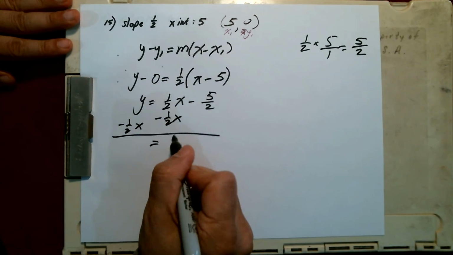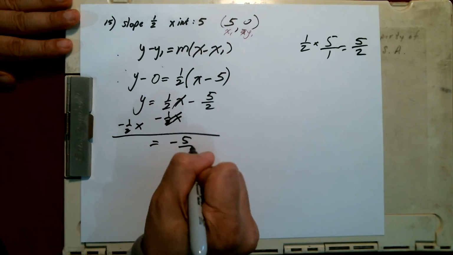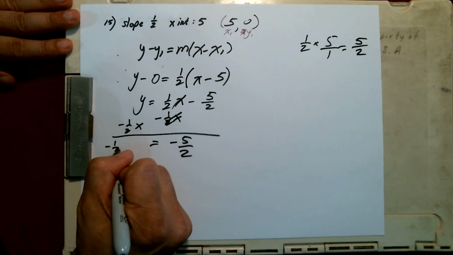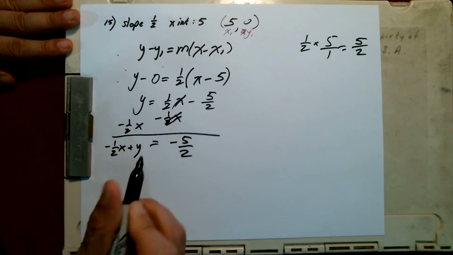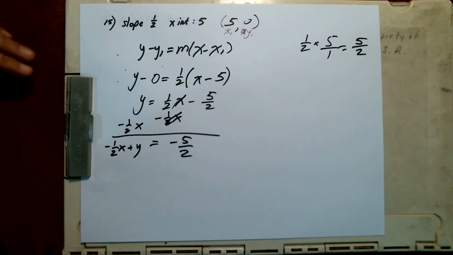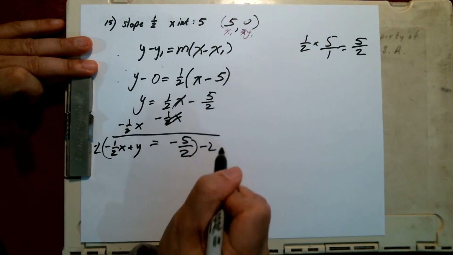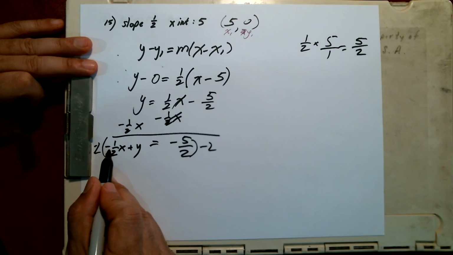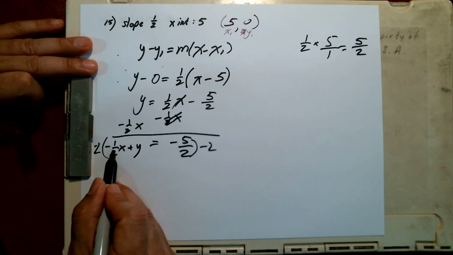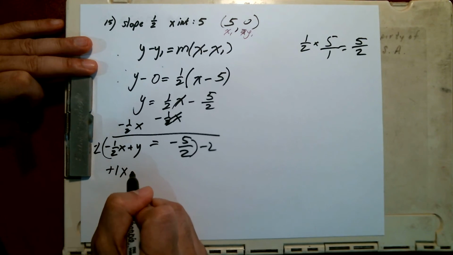Put the equal sign down first. Cancel those out. On the right side, you have negative 5 halves. On the left side, you have negative 1/2 x plus y. I cannot have a negative on my a term. It always has to be positive. So what I do is I'm going to multiply the left and right by -2. Negative times a negative is positive. So I have 2 times 1/2 is just positive 1x.